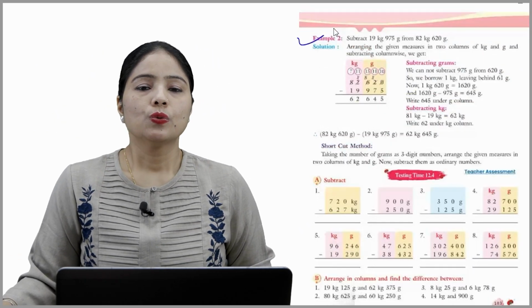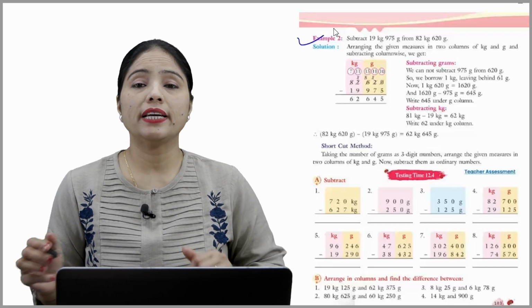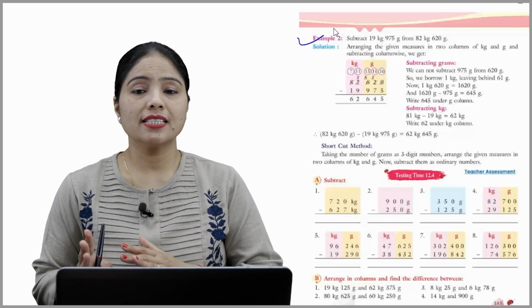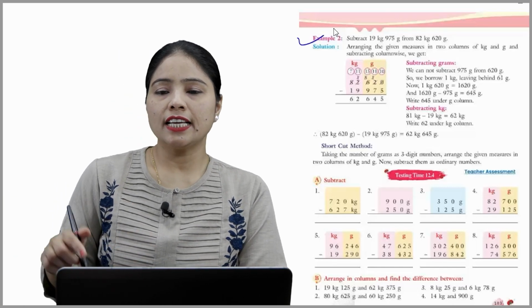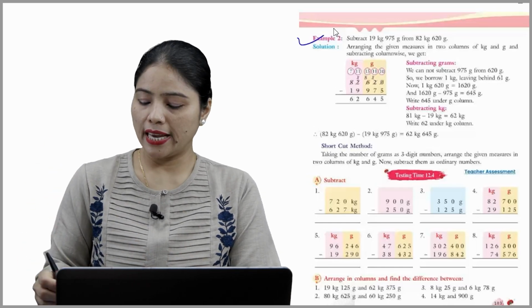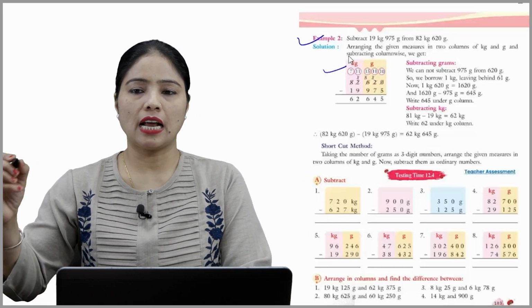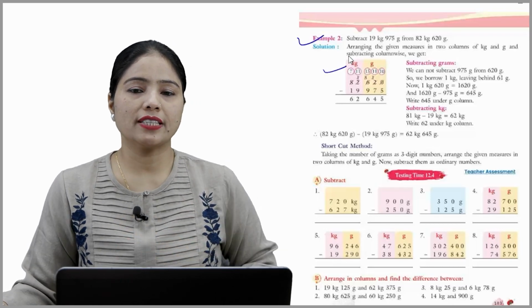Example 2. Subtract 19 kg 975 gram from 82 kg and 620 gram. Solution: arranging the given measures in 2 columns, first of kg and then gram, like that one. This is the kg column, this is the gram column, and we subtract column wise. फिर उसको column wise subtract करेंगे.